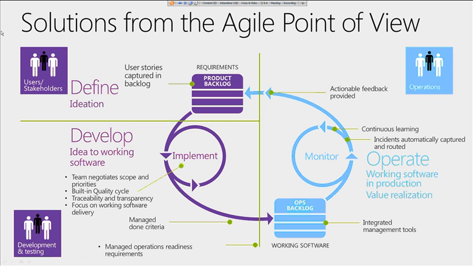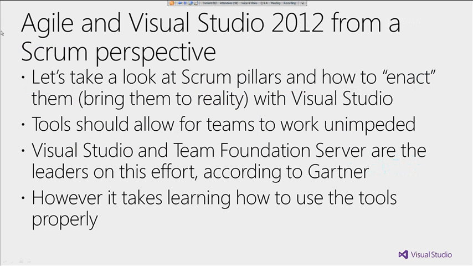That said, let's focus on the left side, on the definition and the development piece. And with that, we can move on into the Agile specifics. Now, as I said, we're going to be taking a look at the Scrum pillars as a representation of what happens with all the Agile methodologies. And the idea is to see how we can enact, which is a technical term that really just means to bring those concepts to reality, to make them work in reality with Visual Studio.